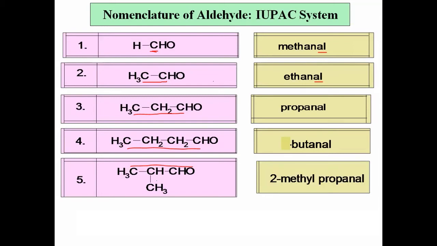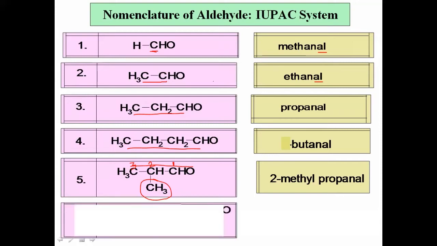But in this case, there is one branching. There is a methyl group, and hence we should indicate the methyl group with its position, and hence number the carbon atoms in the chain. Here the carbon atom of the aldehyde is always numbered as 1. Okay, this is number 1, then this is number 2, 3, etc. And thus the methyl group is present on carbon atom number 2, to indicate the position of the methyl group.